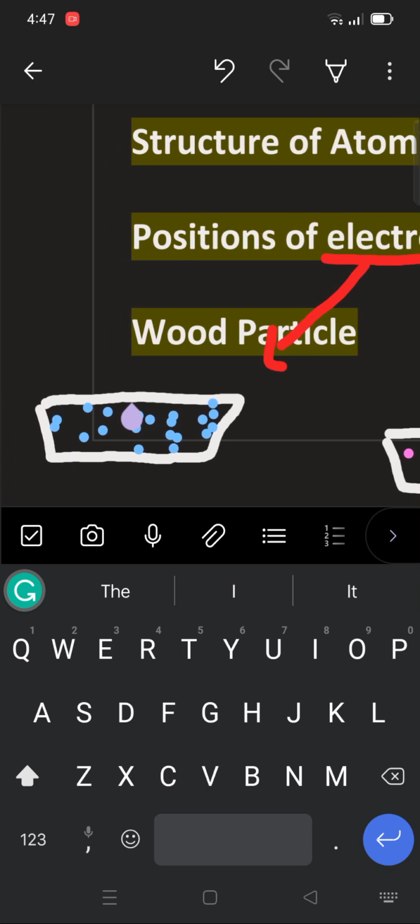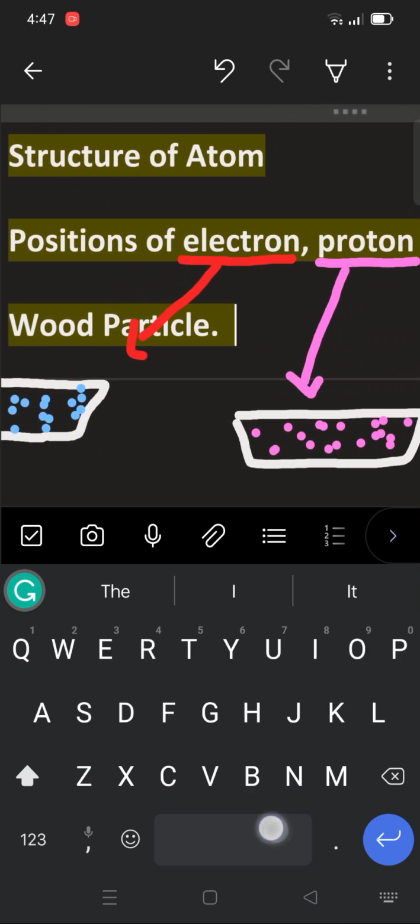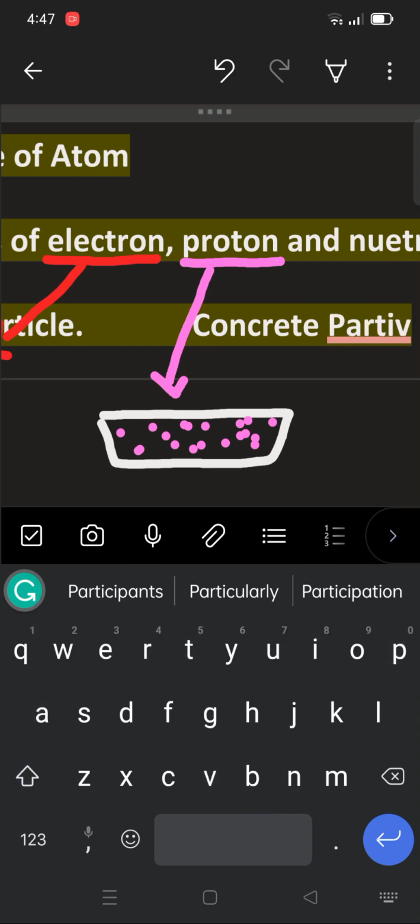Now let's make proton. Proton, we know that it is known as concrete particle. So let's make concrete particle. This is a dish, and here we have concrete particle, which means proton. Concrete particle.